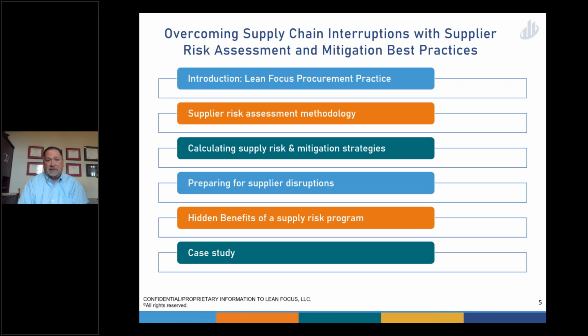So in today's presentation, I'm going to talk a little bit about the Lean Focus Procurement Practice, just a brief introduction of that. Then we're going to go through some supplier risk assessment methodology, how to calculate supply risk and mitigation strategies. A big one is preparing for supplier disruptions. And then we're going to talk about some of the hidden benefits of a supply risk program for organizations. And then lastly, I have a case study that I will review and give an idea of the power of having a well-oiled supply risk management program in place.